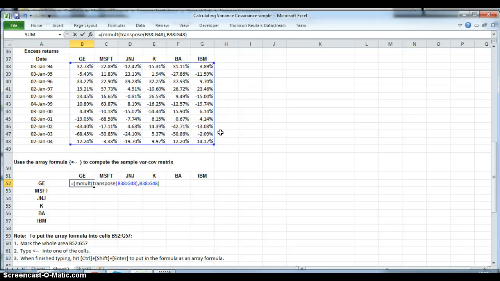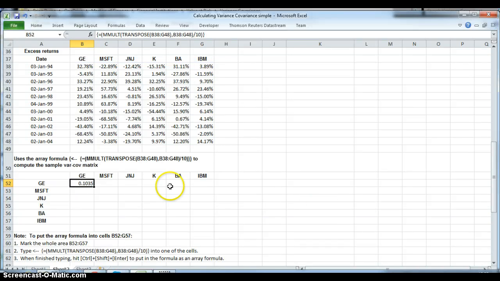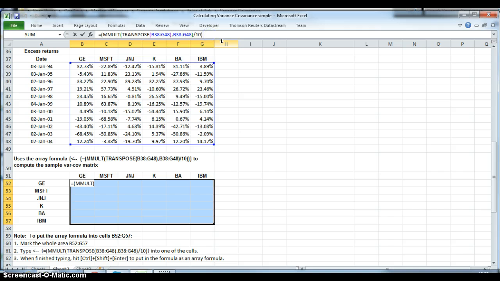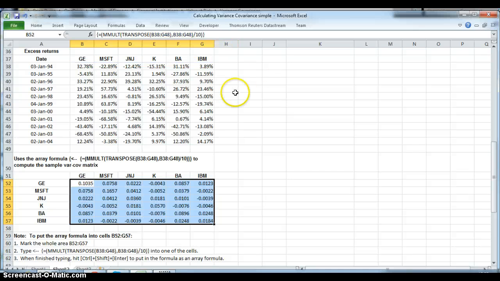close brackets, and we're dividing by n minus 1 observations, so we have 11 excess returns, we divide by 10, and press Control Shift Return. Then we take the entire range, the 6 by 6 matrix, come back up again, Control Shift Return, and we have our values. We can convert to percentages.